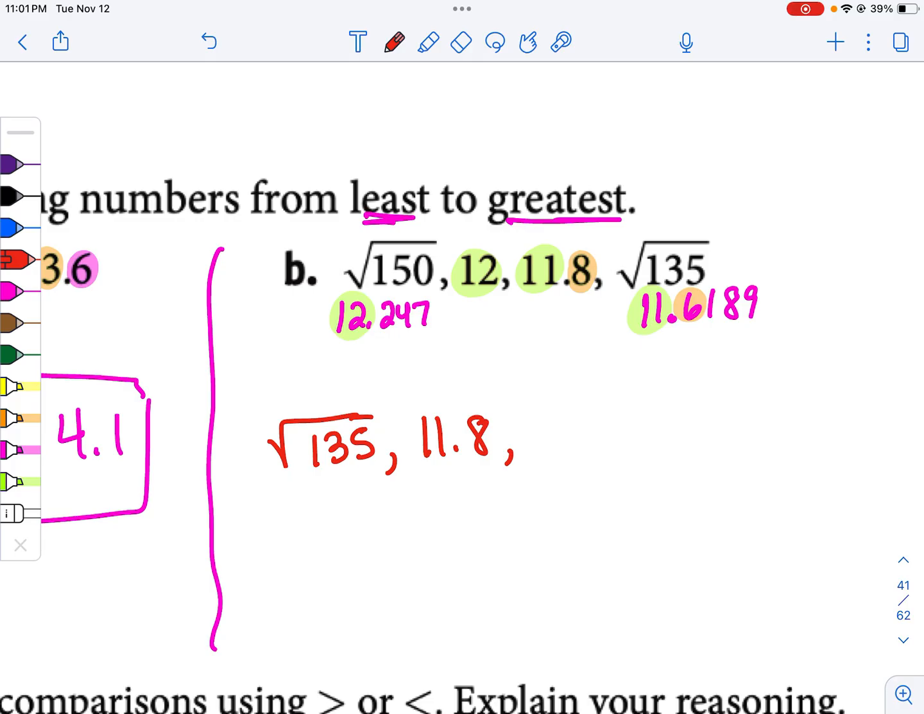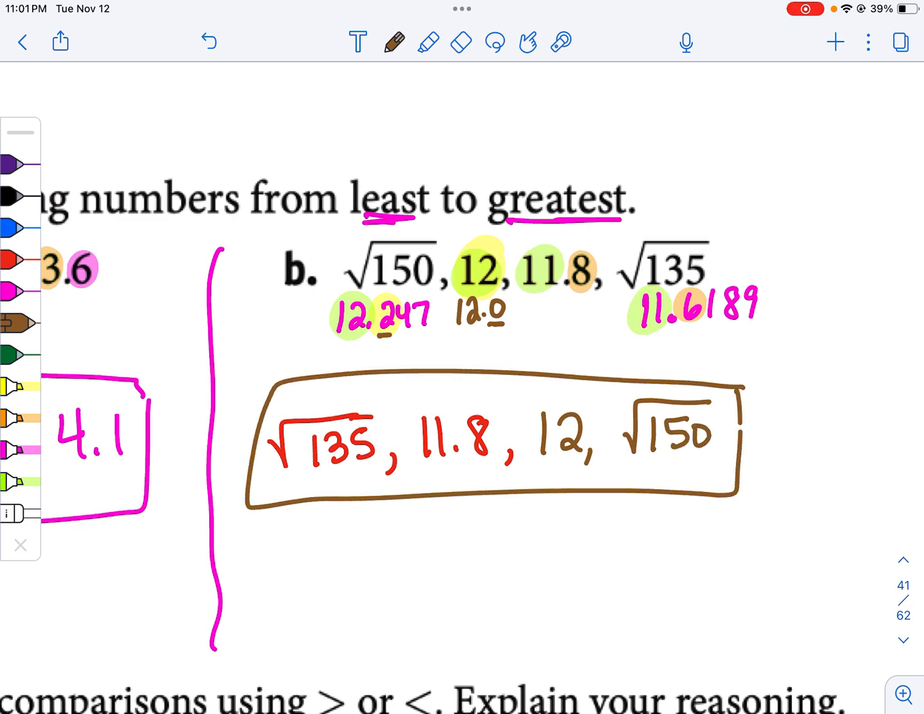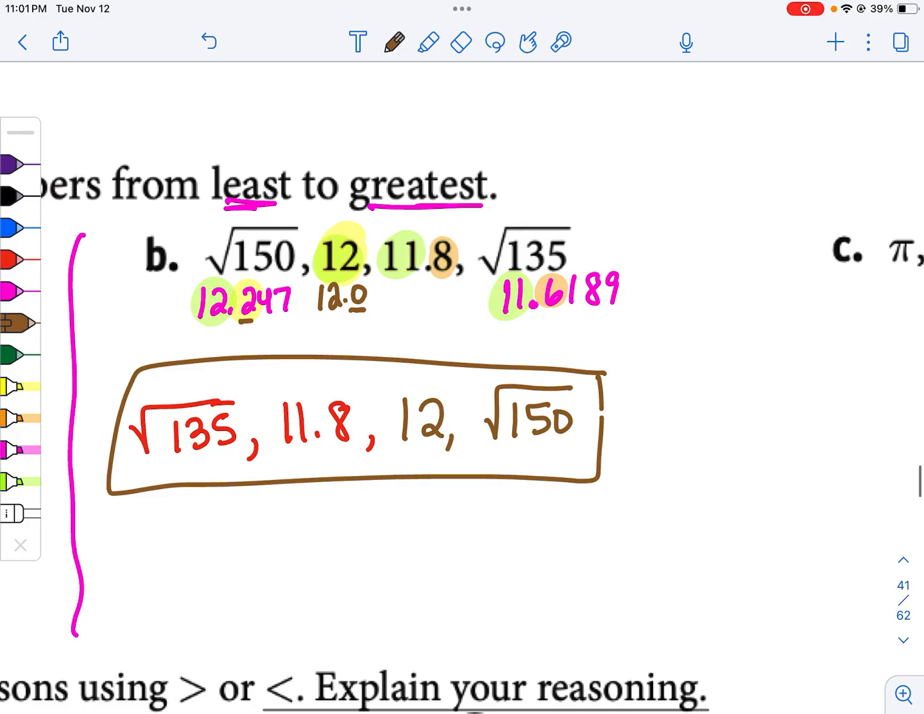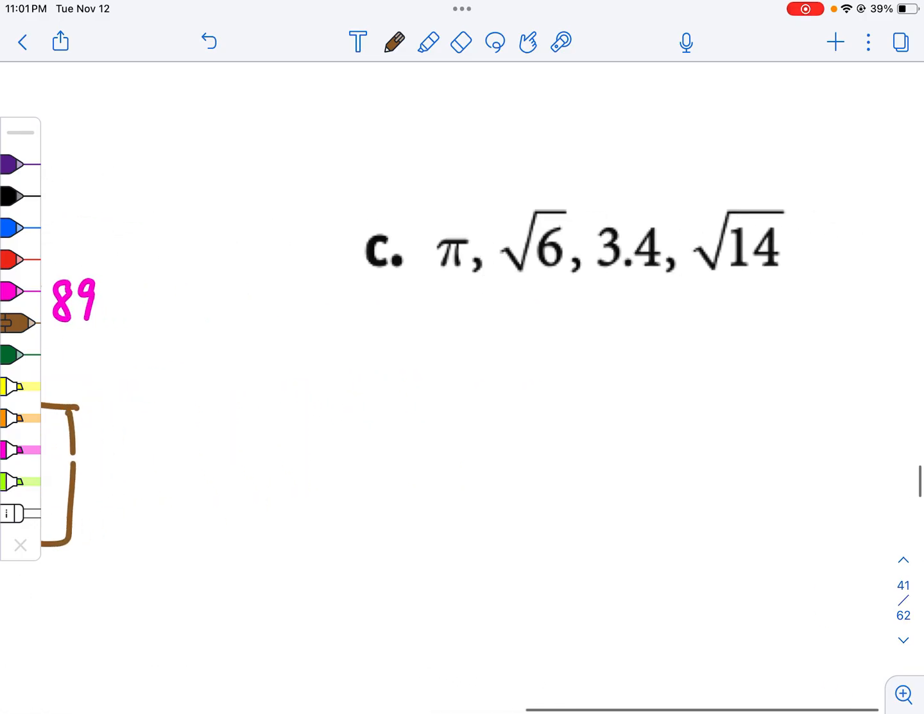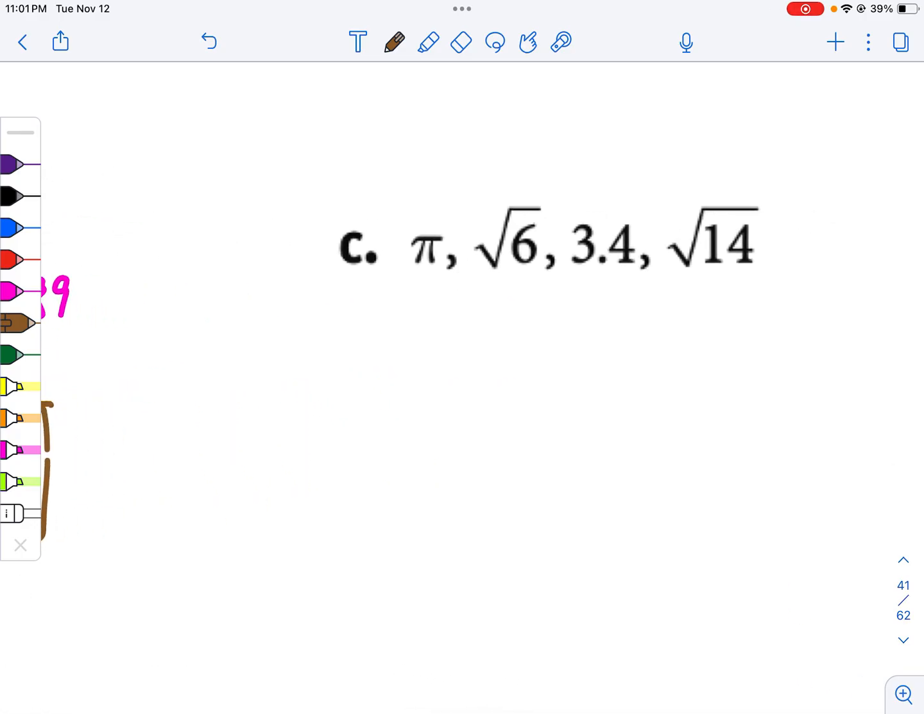And then if I look at my 12s, this one has 12.2, and this is just 12. And remember, we can write that as 12.0. So between 2 and 0, 0 is the smallest, so 12 goes next. And then square root of 150, which was 12.2, goes last. That's the biggest number. All right, taking a look at the last one like this, we have pi.